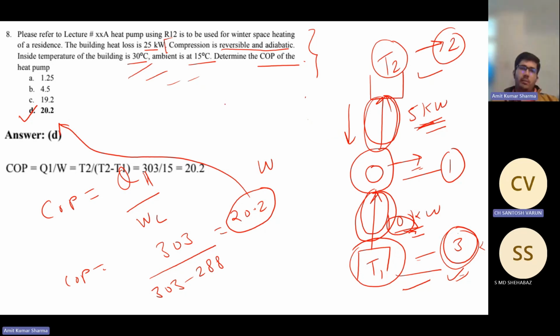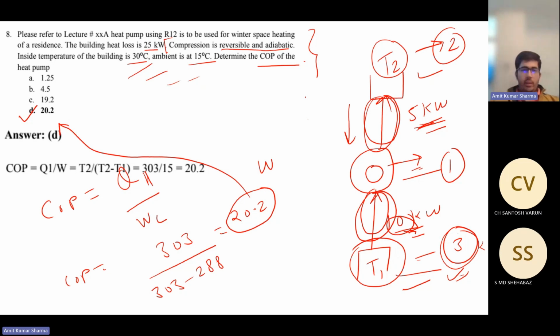They will not mention that the heat transfer is also reversible, because we have given other conditions. So for those conditions to be true, this heat transfer should be adiabatic and reversible. Yes, now it's fine. It's a good thing. Okay, thank you.